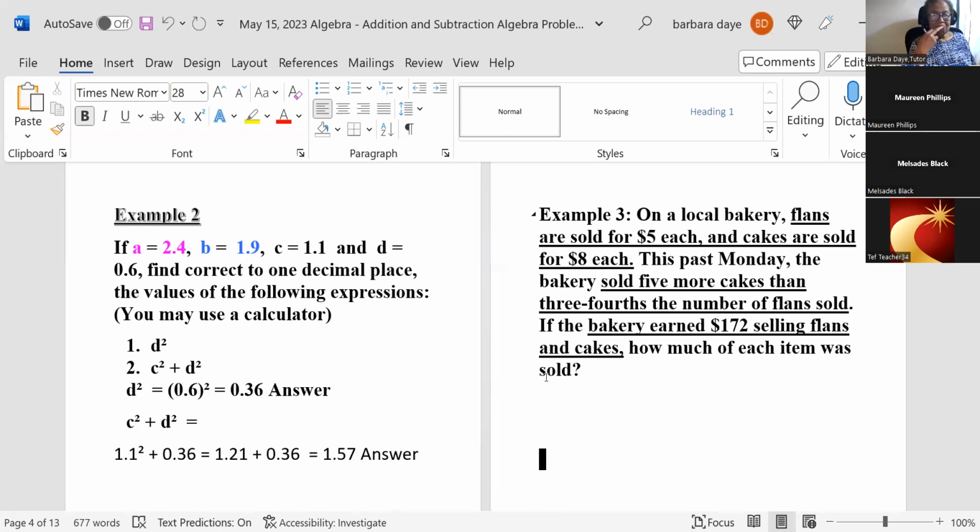172. Because the question is asking how many cakes were sold, how many flans were sold. They earned $172 was the total for the flans and the cakes. So that's got to be a division. So let's see what the other one was.